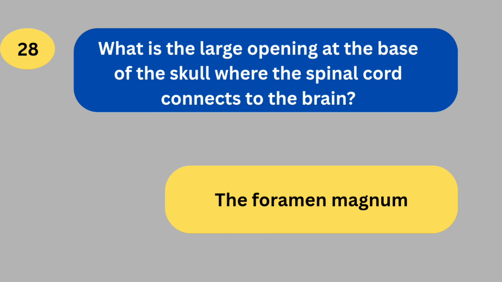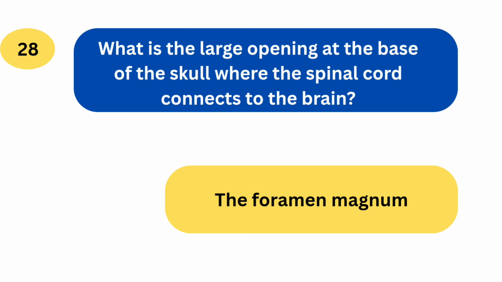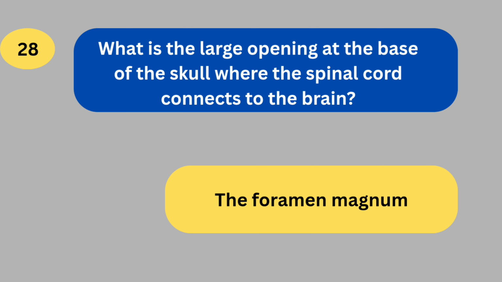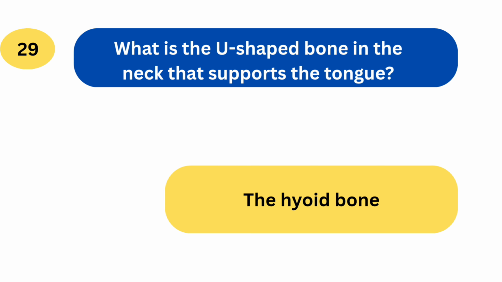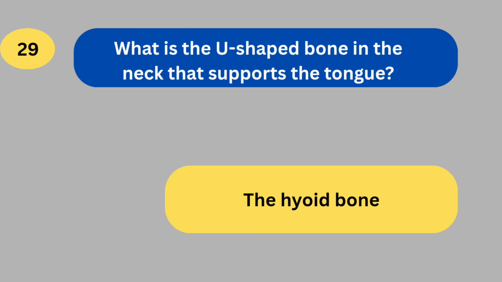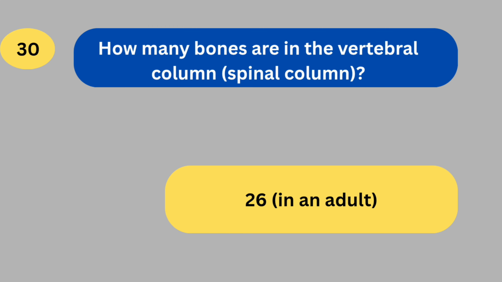What is the large opening at the base of the skull where the spinal cord connects to the brain? Answer. The foramen magnum. Next question. What is the U-shaped bone in the neck that supports the tongue? Answer. The hyoid bone. Next question.